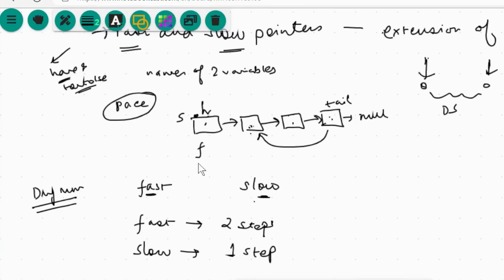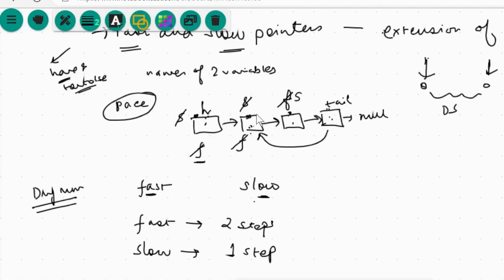Now the fast pointer is going to move 2 steps ahead, means from here it is going to jump to this and then it is going to jump to this. So fast comes over here. Slow pointer, however, will only move 1 node at a time. Again, fast pointer will jump from this node and then it will come to this node. So fast comes over here. However, slow only moves 1 node at a time.